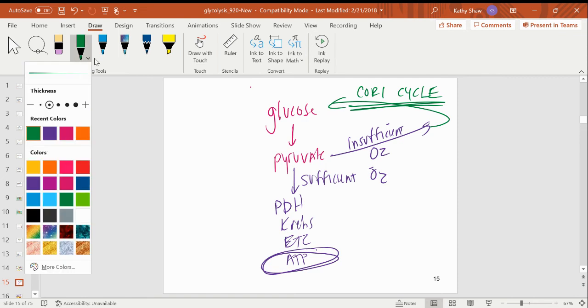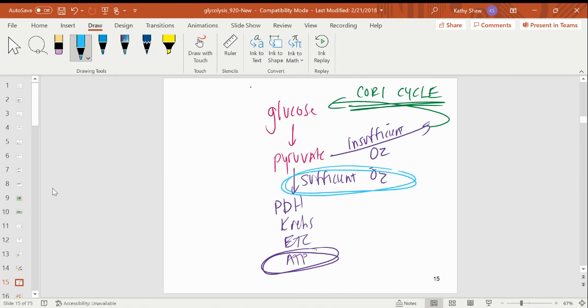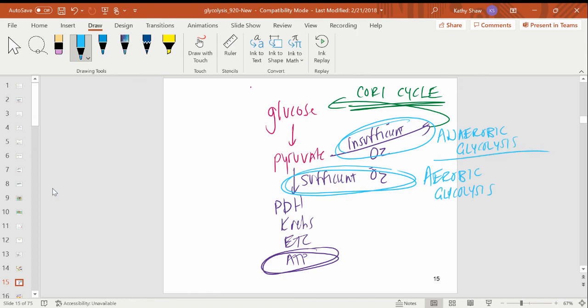Remember, I'm not going to ask it this way because I think it's really stupid, but sometimes we'll call sufficient oxygen aerobic glycolysis, even though glycolysis is anaerobic, and it's probably not even a glycolysis question when we're doing that. We'll call insufficient anaerobic glycolysis. And again, it's a Cori cycle question, not even a glycolysis question. And I won't ask you that way. I hate it. So I won't do it.